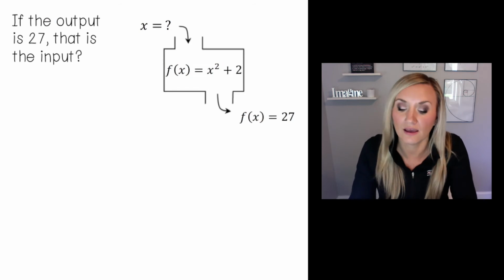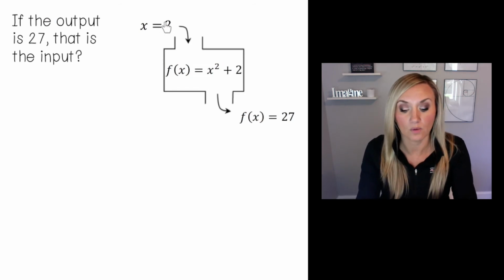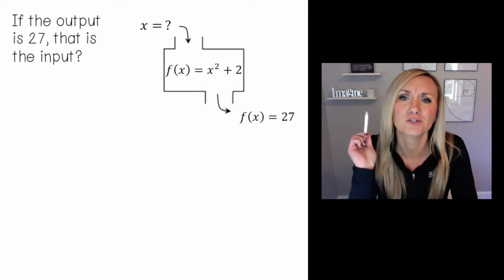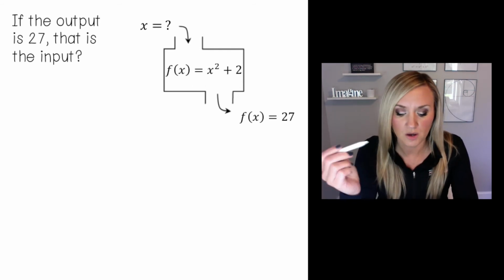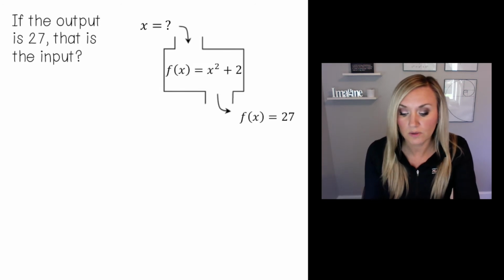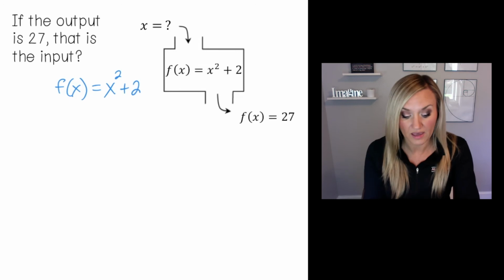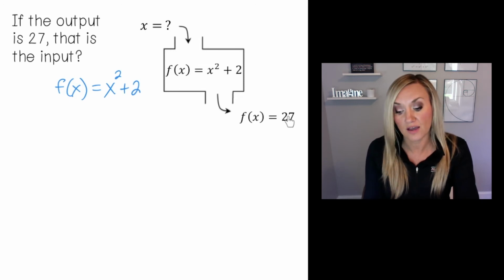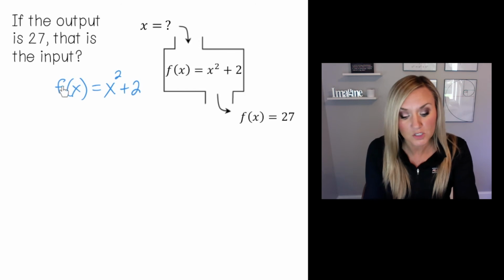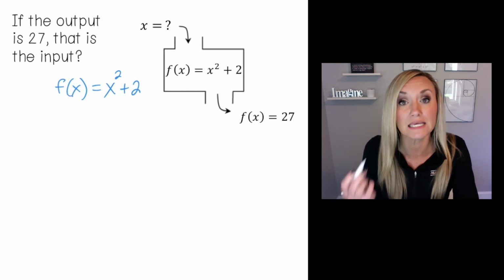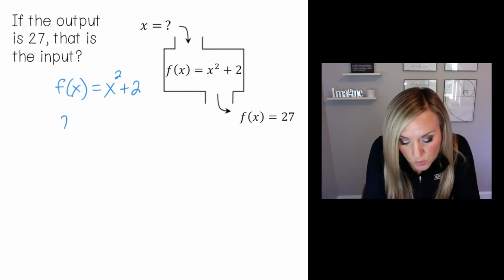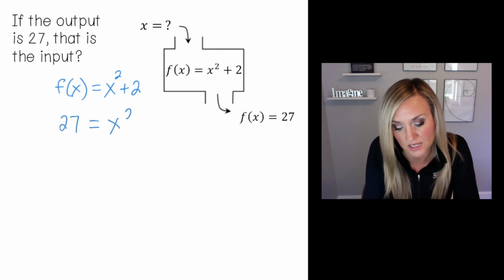All right, now what if we had no idea what was going into our machine, but we knew what came out? Could we tell what we were putting into the machine? For sure we can. So what we would do is write down that f of x equals x squared plus 2, and we know that f of x equals 27. So I'm going to put 27 where I see f of x in the equation. So I'm going to write 27 equals x squared plus 2.